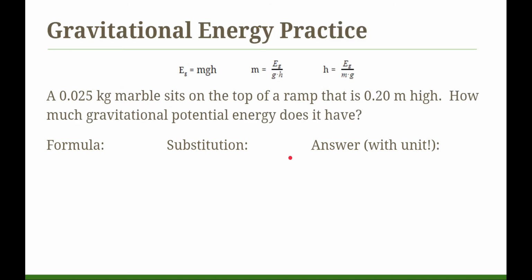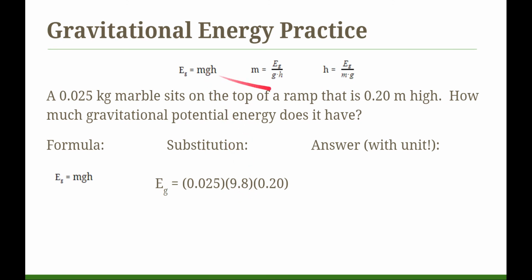If we look at the gravitational energy equation, here we have a 0.025 kilogram marble. It's on the top of a ramp that is 0.2 meters off the ground when it's at the top of the ramp. And then how much gravitational potential energy does it have? So we want the equation that solves for gravitational potential energy right here. So there it is. We can substitute our numbers in. So mass, again, look at the units. 0.025 kilograms tells us it's a mass. G, remember in this equation, G is always just 9.8. It's just a short way of writing 9.8. So if you see G in an equation, it means 9.8. So we just plug it in there.